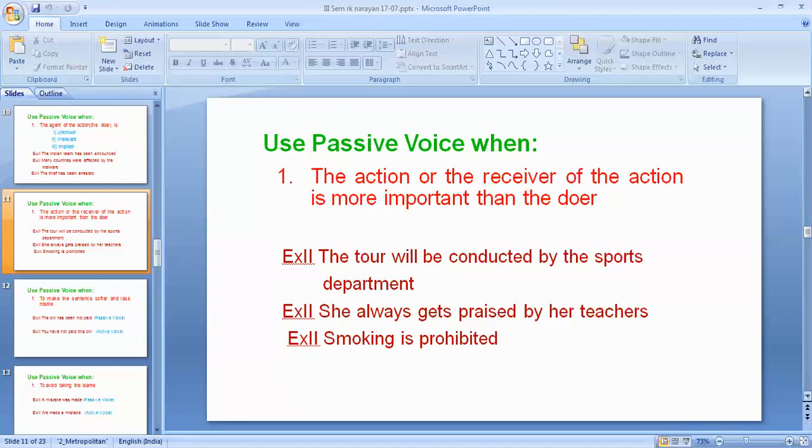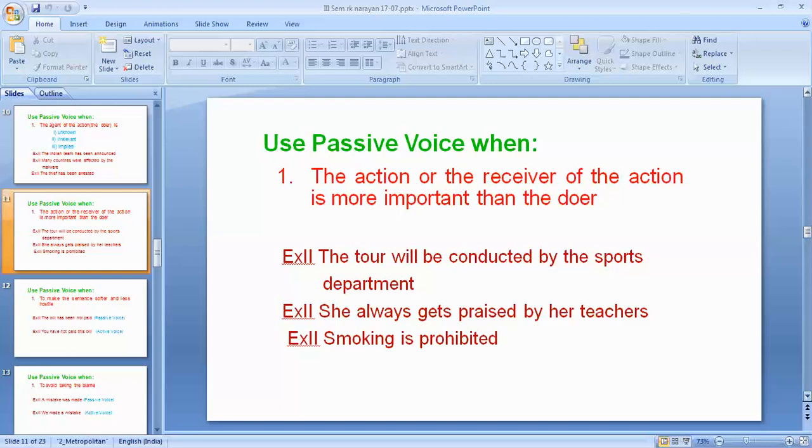That action is taking place. Who is conducting? The sports department. But here the importance is not given to who is conducting, but to what is conducted. The tour will be conducted. The importance and prominence is given to the tour, the receiver of the action. And in the next sentence: She always gets praised by her teachers.